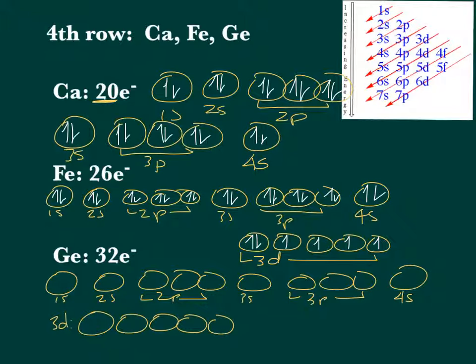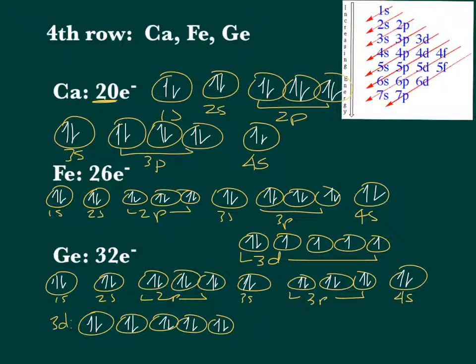So how many electrons do we have? 1, 2, 3, 4, 5, 6, 7, 8, 9, 10, 11, 12, 13, 14, 15, 16, 17, 18, 19, 20, 21, 22, 23, 24, 25, 26, 27, 28, 29, 30. Okay, so my 3D is full, and I've got 30 electrons that are drawn. I have to get 2 more in there, so that means I'm going to have to draw some more stuff.